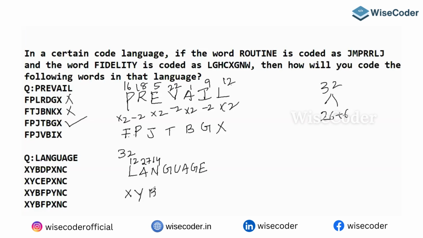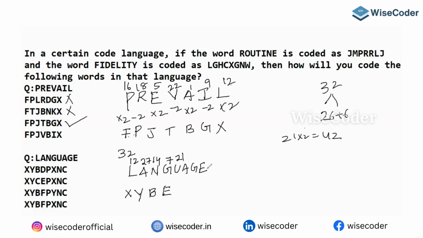So B. G place position is what? 7. 7 minus 2 is what? 5. Fifth letter is E. Okay, U. U is what? 21. 21 into 2 is what? 42. So what is the 42nd letter?